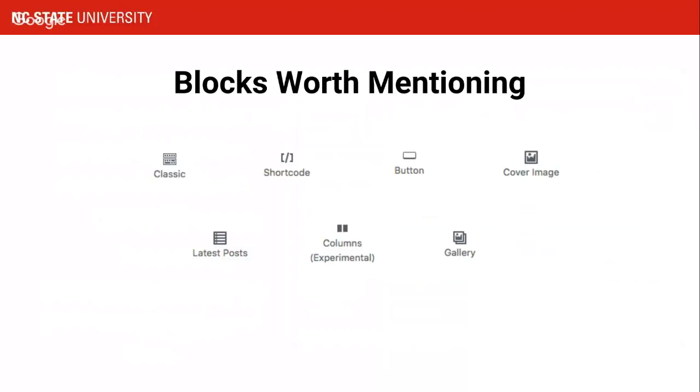The shortcode block: if your website uses shortcodes, they will be transformed into a shortcode block. Buttons are super handy. Everybody likes a good button that they can click on. Cover images are sort of banner images that you can put text overlays on. Latest posts and similar blocks insert an automatically updating, dynamic list of whatever your latest blog posts are. Columns we spoke about a little bit earlier. These are for multi-column layouts, and you can put other blocks inside of a column block.